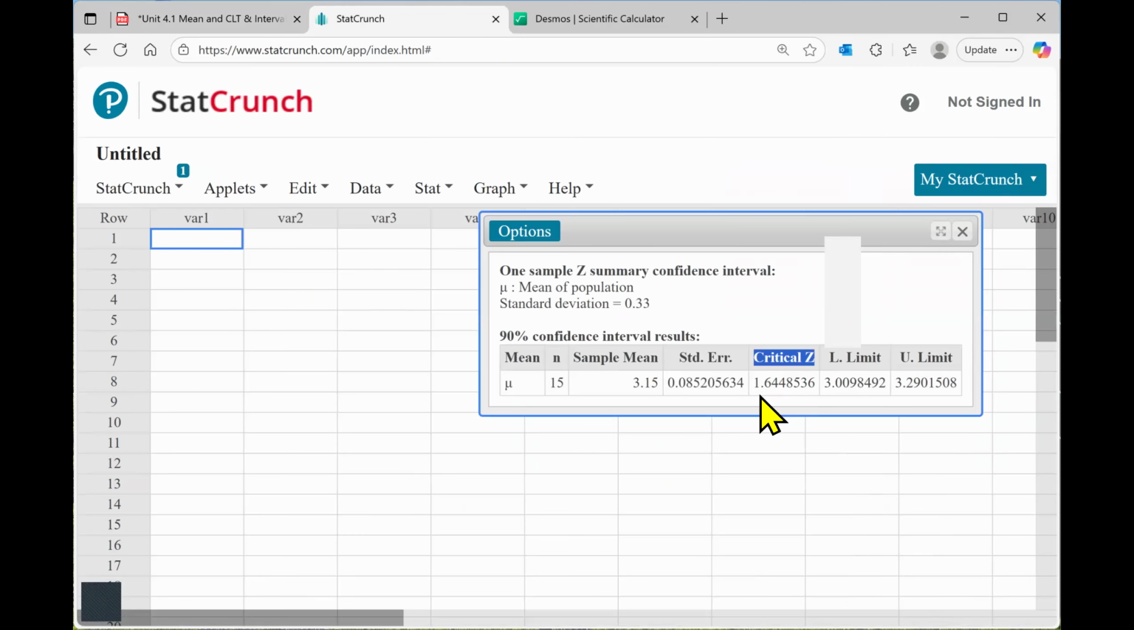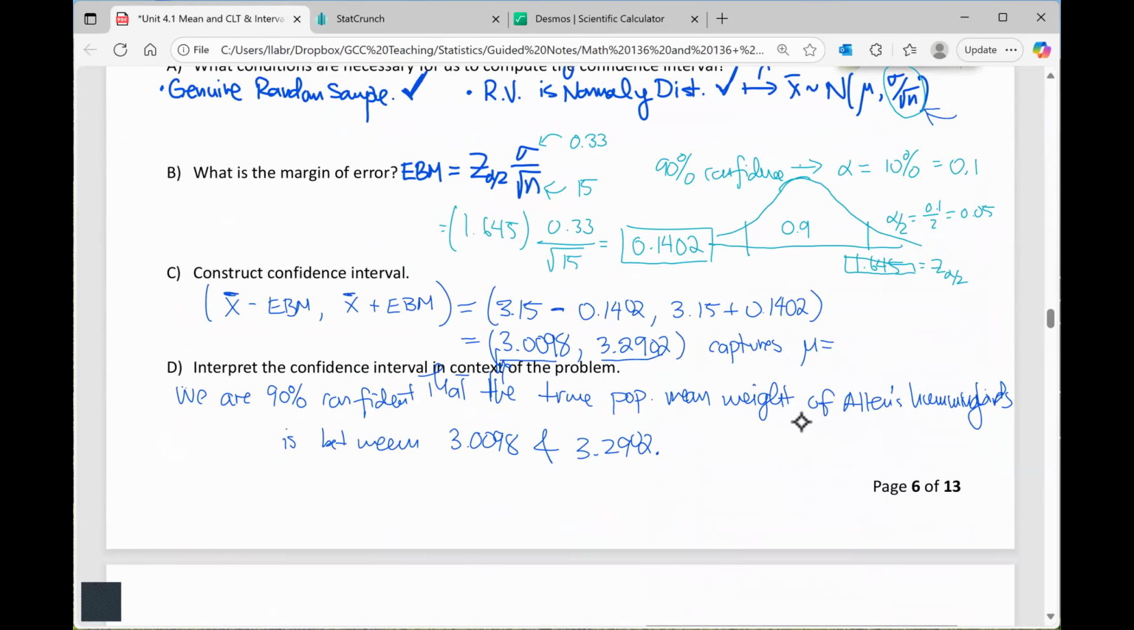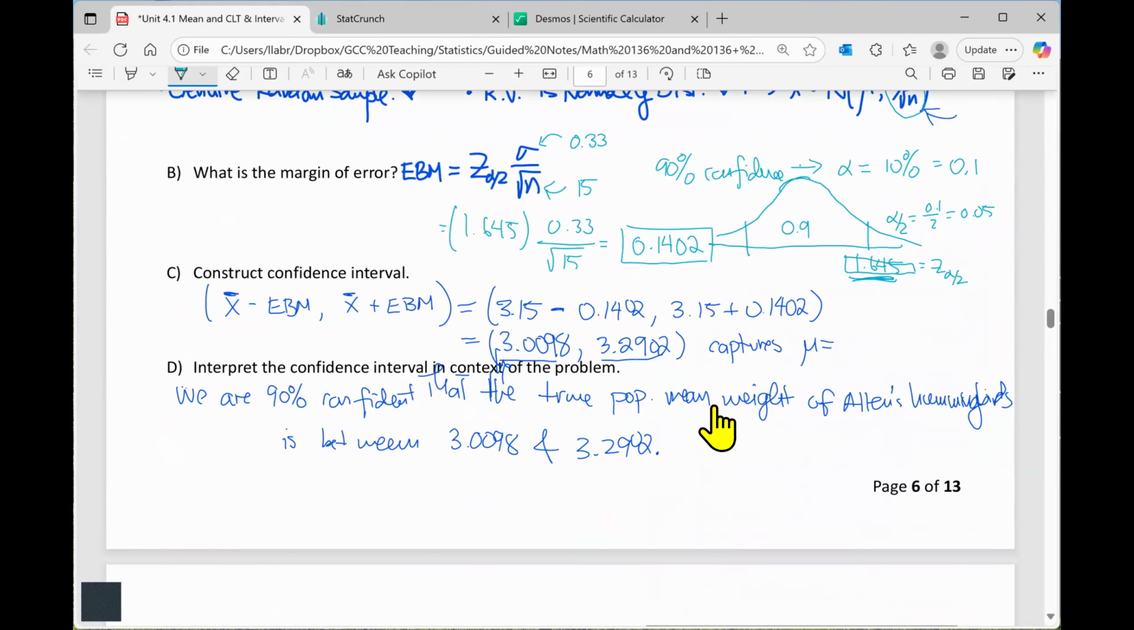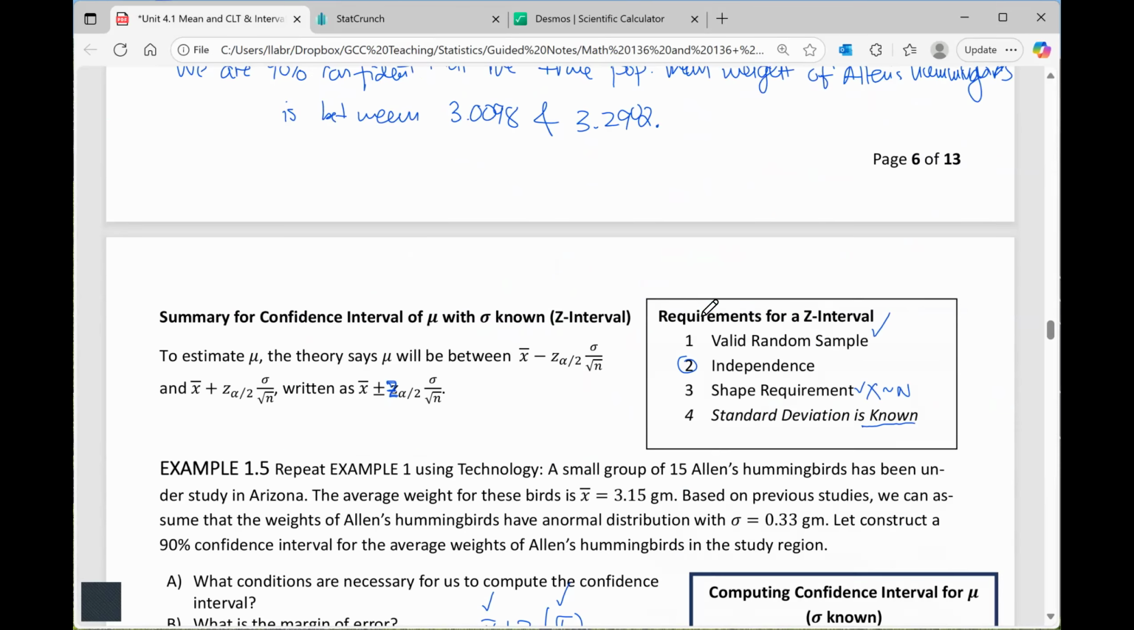Take a look at this, 1.6448. When I did this by hand using the StatCrunch calculator, I got 1.645. So this definitely does agree. 1.644, but because of the 8, we round up. All right, there you have it.